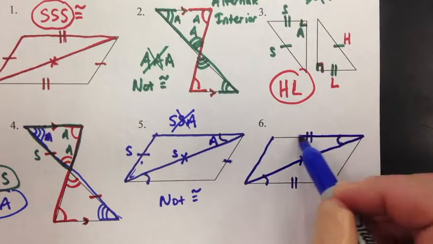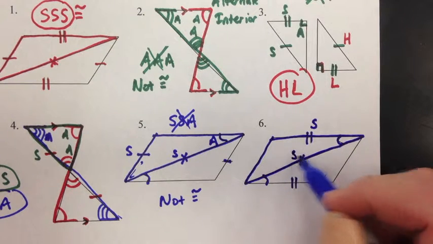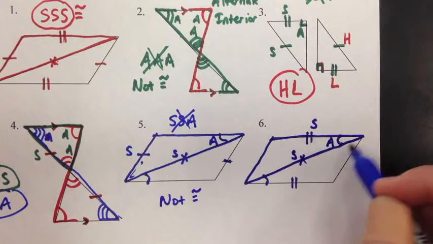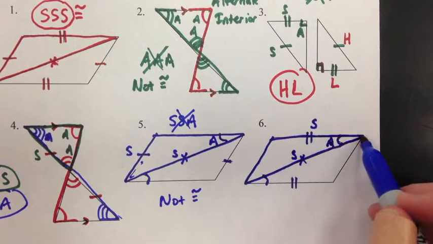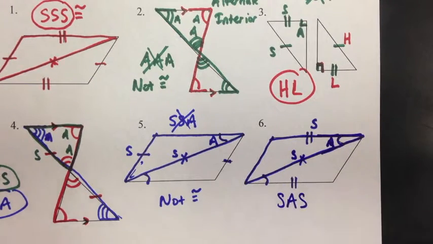And this time, if I look at this, I have a side, and the angle is between them. This angle creates these two sides right here. That's what we call SAS. And that's good, that's enough information. Alright, so those are the things that prove congruence.